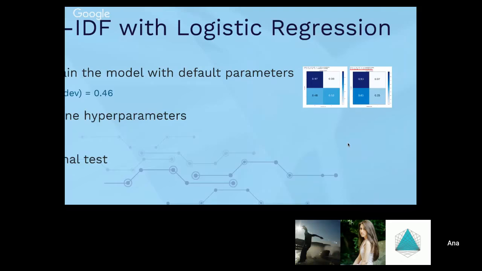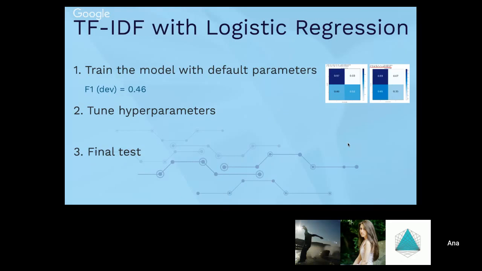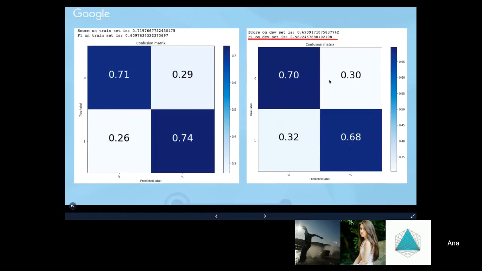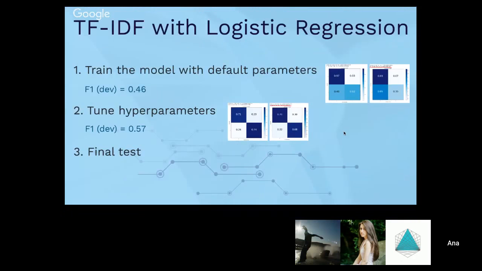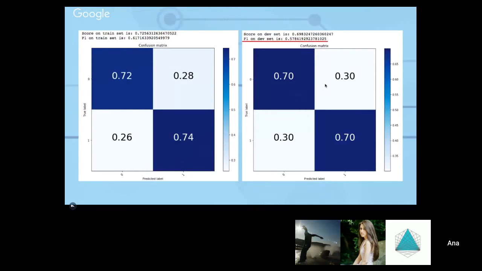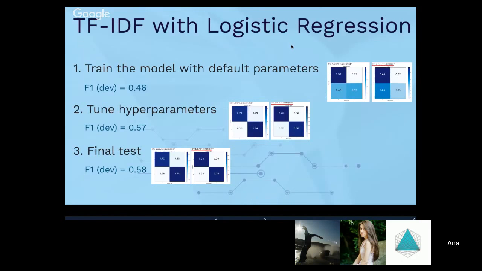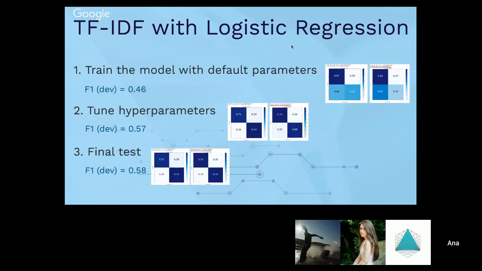So what happens when we introduce the hyperparameter optimization is that the F1 score, of course, rises. Here it is, roughly 0.567. And again, the true negatives and the true positives. And the final test is performed on the test split that we had from earlier. Again, it slightly rises to 0.578. Now, this is the summary for TF-IDF with logistic regression.